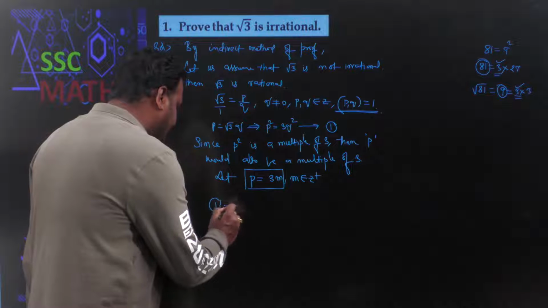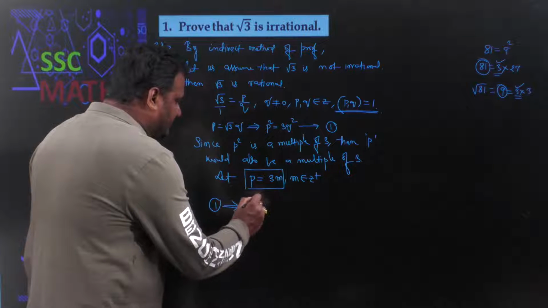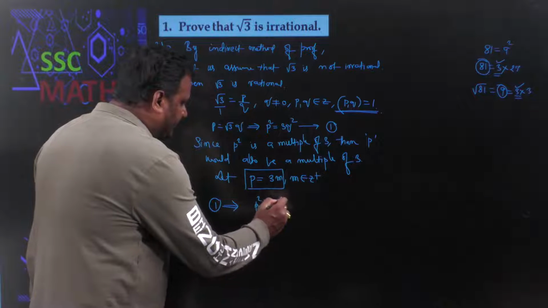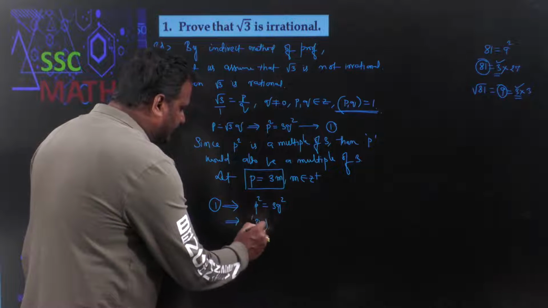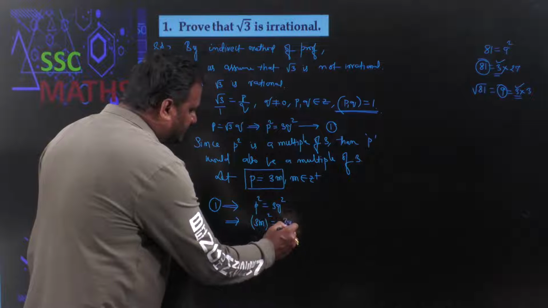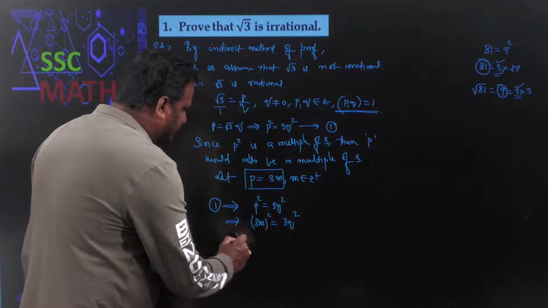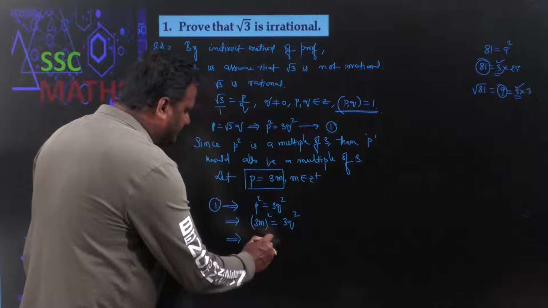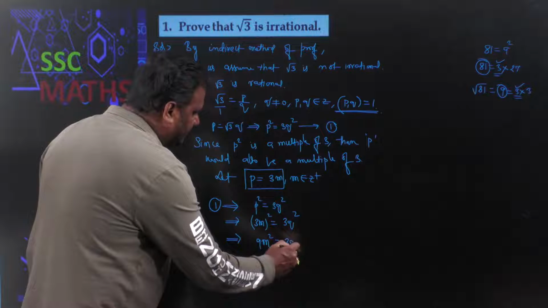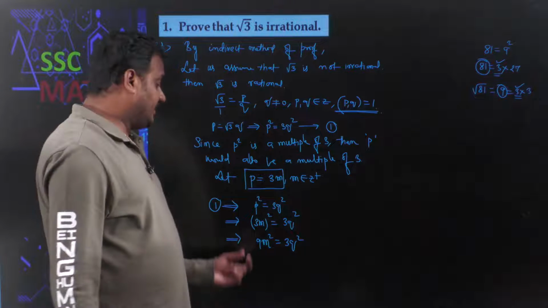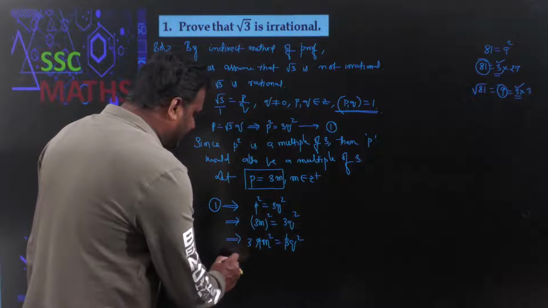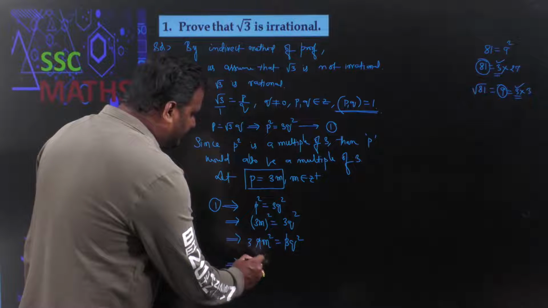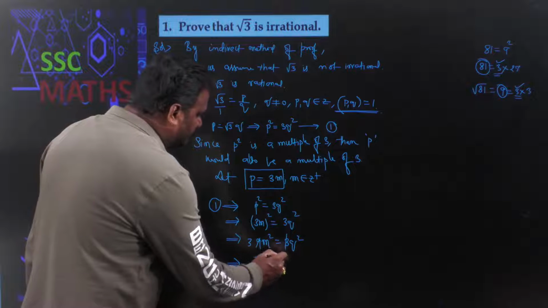Then the first equation will become p square is equal to 3q square. Then p is nothing but 3m. So 3m whole square is equal to 3q square. So 3m whole square is going to be 3 square, which is 9m square, equal to 3q square. Correct? So 9m square is equal to 3q square. 3 ones and 3 threes get cancelled. Then finally what do you get? 3m square is equal to q square.